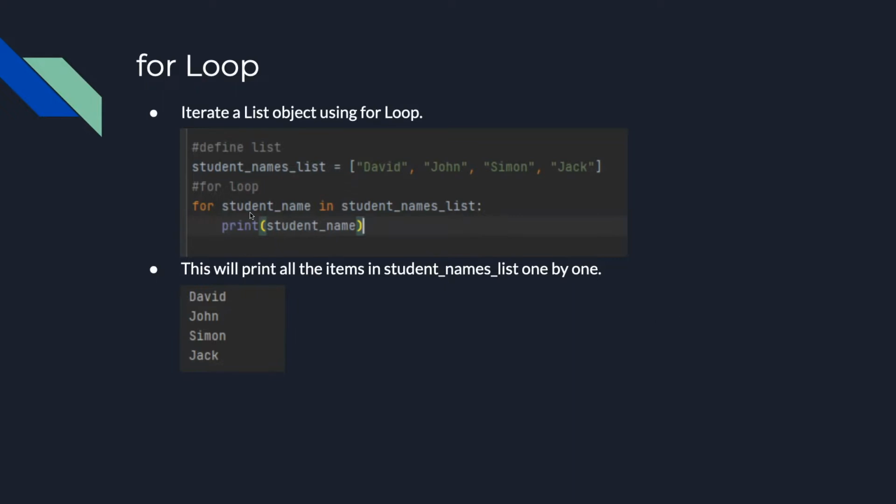All right, and just something to note, this name here doesn't have any specific requirements. You can give it any particular name you want. So we could have said for X in student names list and then done print X here. You just often want it to be something useful and informative. So in this case, since it's a student names list, we just say for student name in student names list, and then we print out the student name.